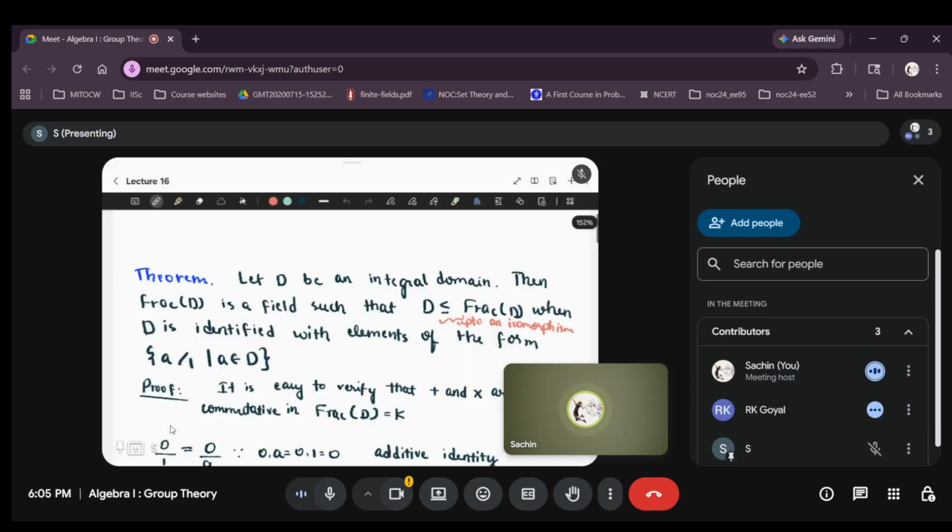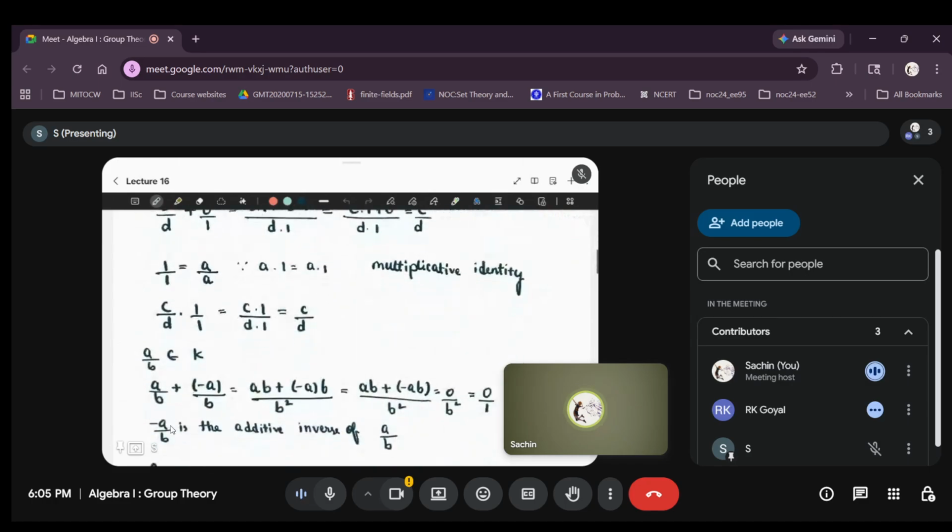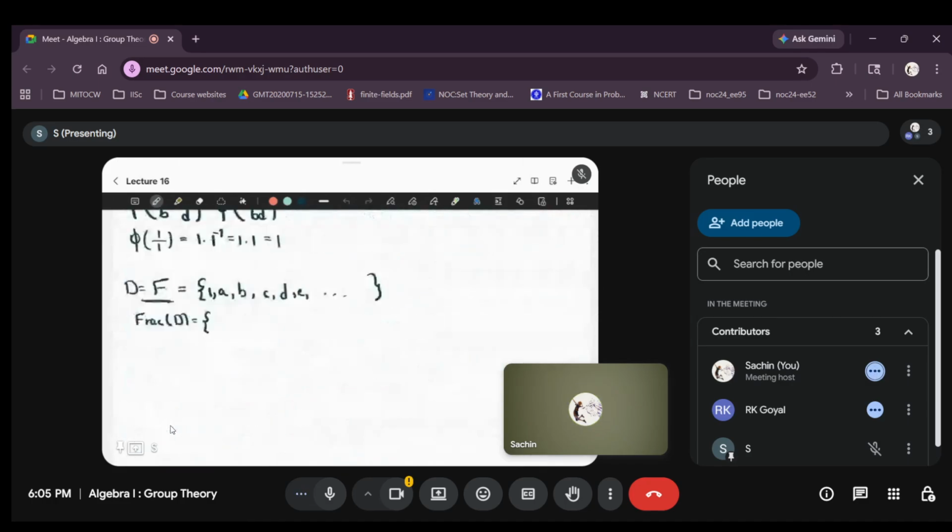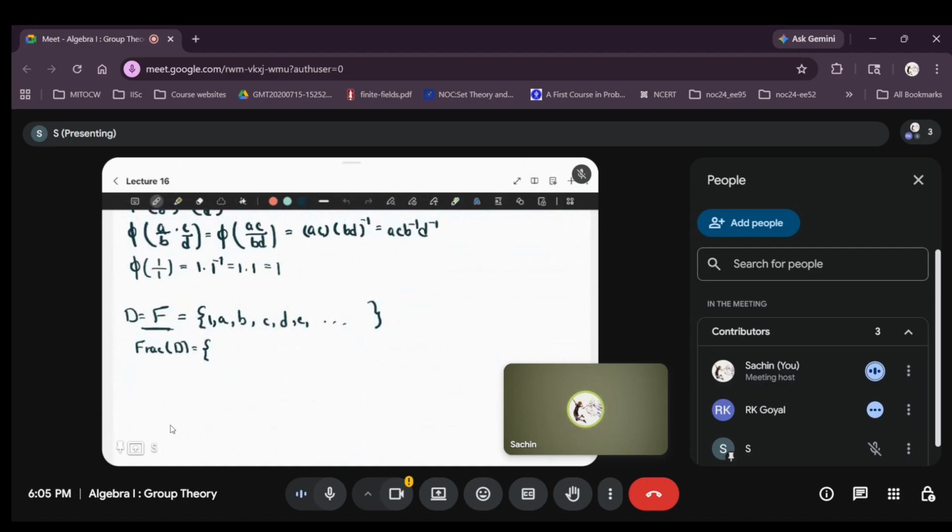How do you construct frac D from D? If D was 1, A, B, C, D, how do you construct frac D? What is frac D? Yes, that's the only frac D. There is no other frac D.